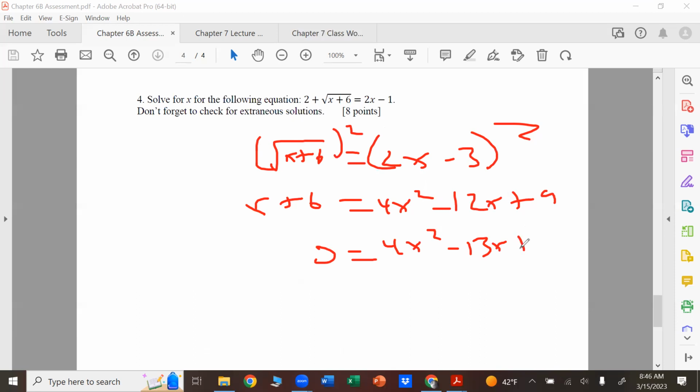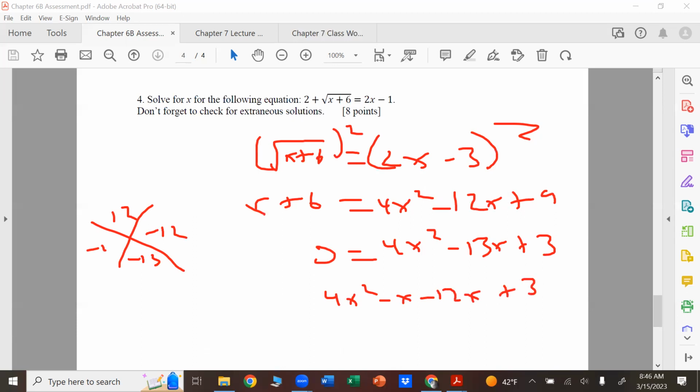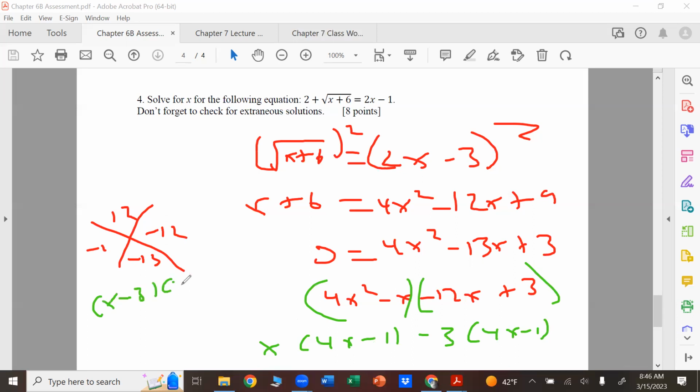Not the easiest to factor, but if you do a little diamond thing, 4 times 3 is 12, negative 13. You get negative 1, negative 12. You can split the middle term. And then you just factor by grouping. You can factor out x, so you get 4x minus 1. Factor out negative 3, 4x minus 1. So it's x minus 3 and 4x minus 1. So the answers are 3 and 1/4.